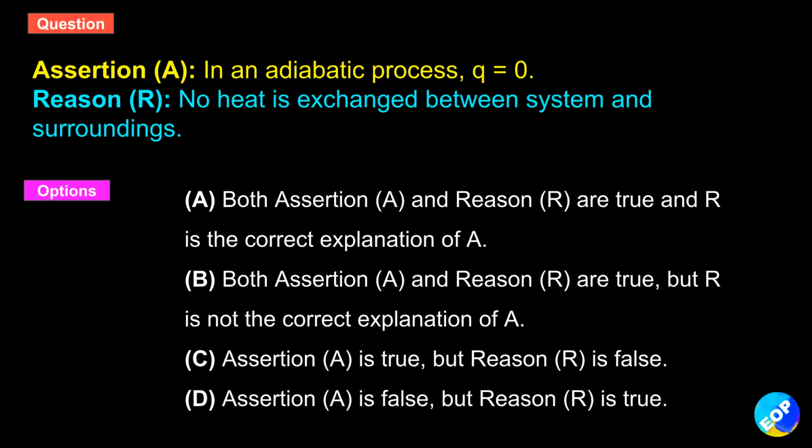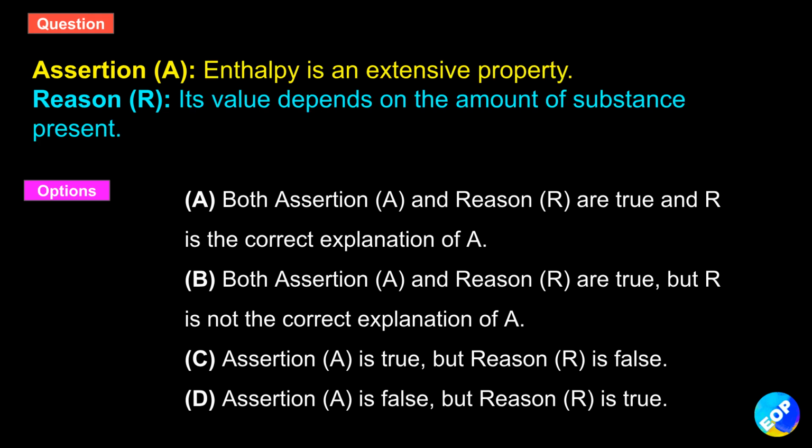Assertion A says in an adiabatic process Q equal to 0. Reason R is because no heat is exchanged between system and surroundings. Answer is both A and R are true. R is the correct explanation. Assertion A says enthalpy is an extensive property. Reason R is because its value depends on the amount of substance. Answer is both A and R are true. R is the correct explanation.